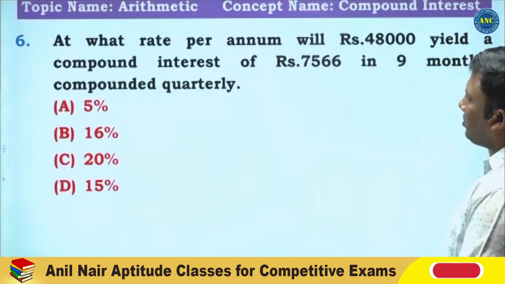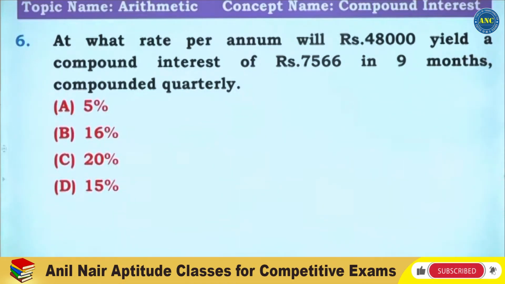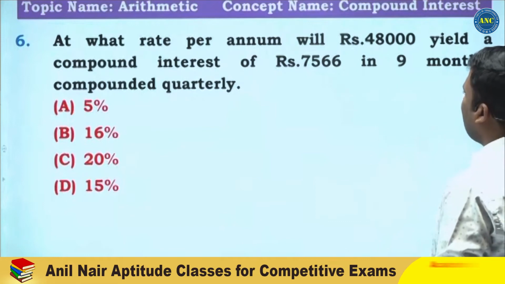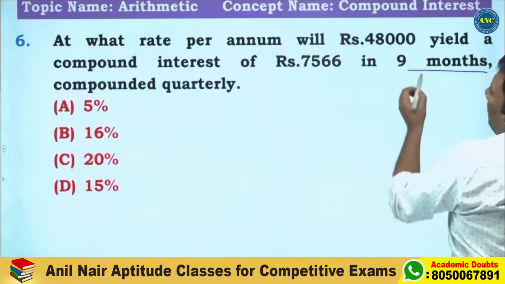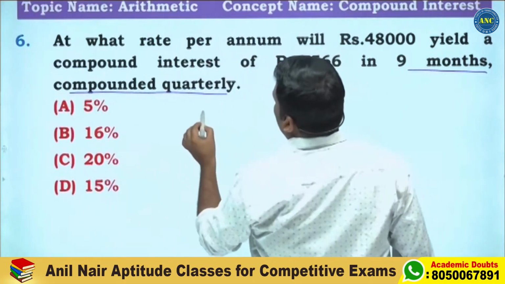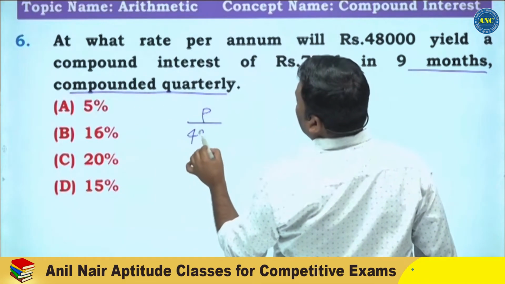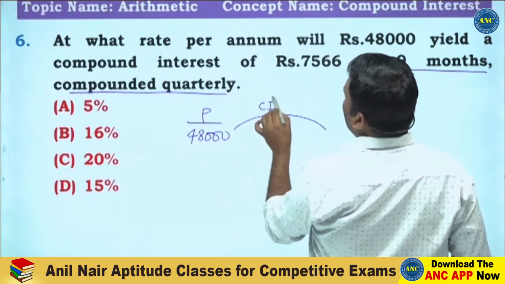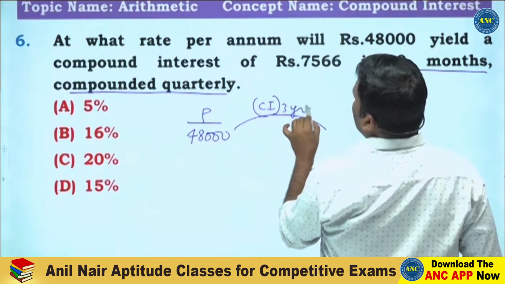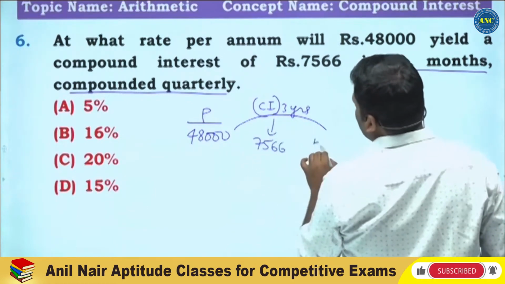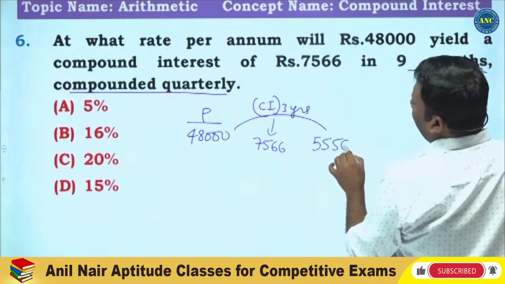See here, the question is, at what rate per annum will 48,000 yield a compound interest of 7566 in 9 months, compounded quarterly? Now see here, the principal is 48,000. The CI for 3 years is given as 7566. This will become 55566.